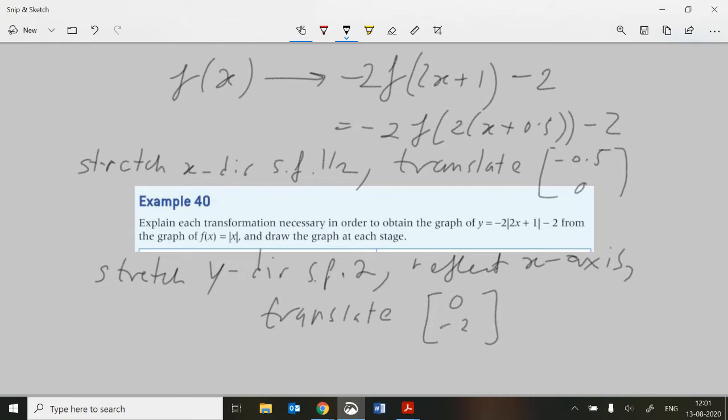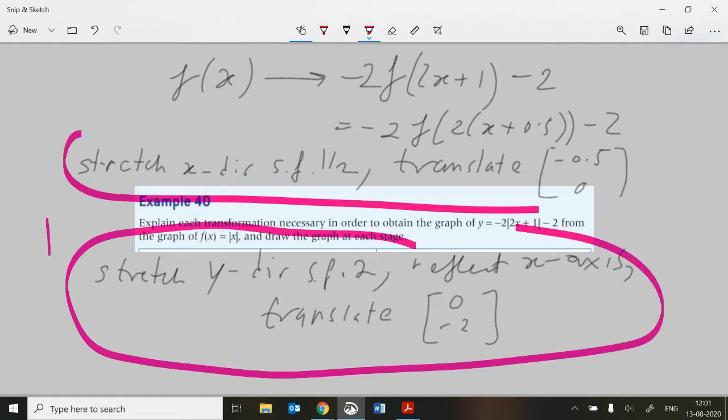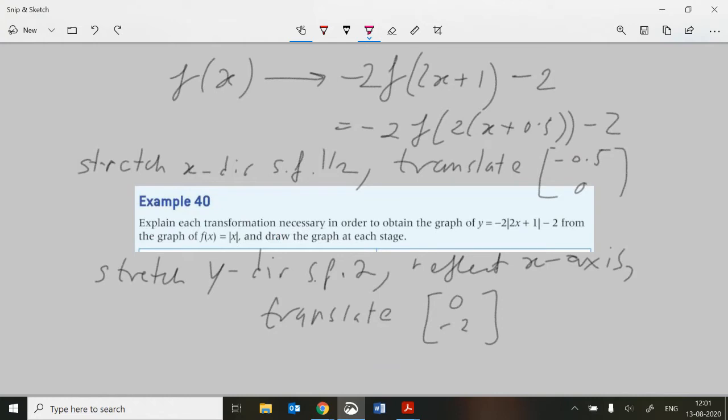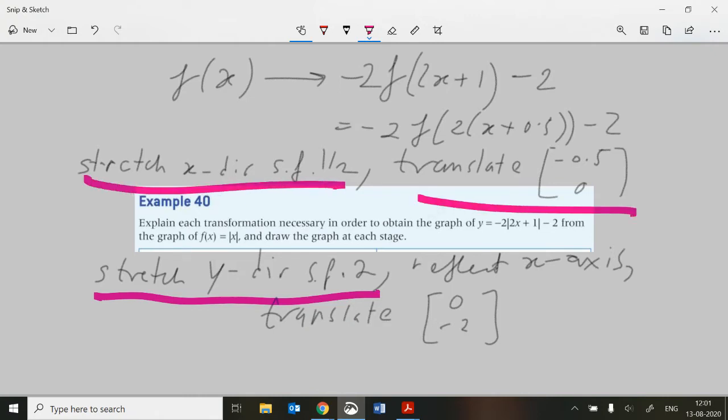Now we can switch these around if we want to. Obviously we've got it in this order, 1, 2, 3, 4, 5, but we can switch this all around, and we can do all the y stuff first, and then we can do all of this. For example, I'll do the stretch in the y direction, and then the translate in the x direction, and then the stretch in the x direction, and then the reflect in the x-axis, and then the translate in the y direction.